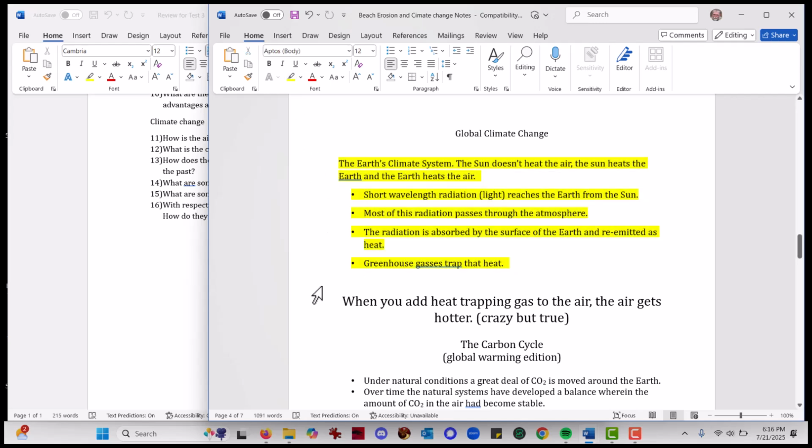Okay. So short wavelength radiation light comes in, it reaches the earth. Okay. And the earth absorbs it, re-emits it as heat. Okay. And then greenhouse gases trap that heat. That's the way that works. The sun doesn't directly heat the air. Our weather happens from the ground up. Okay. So oddly enough, what I have down there underneath there, right? When you add more heat trapping gas, the air gets warmer. Crazy, I know, but there it is.